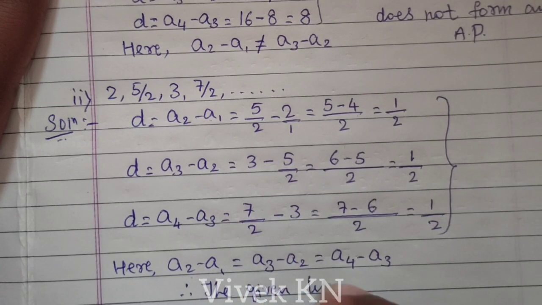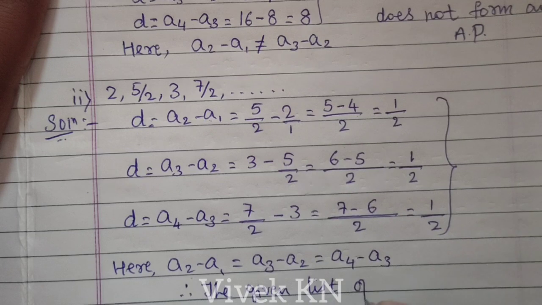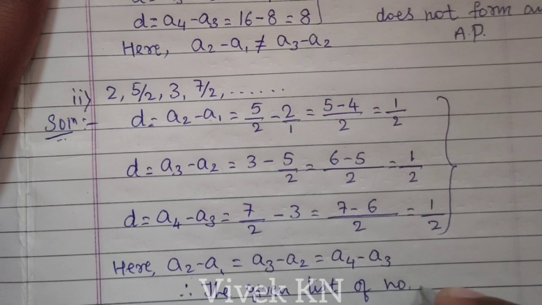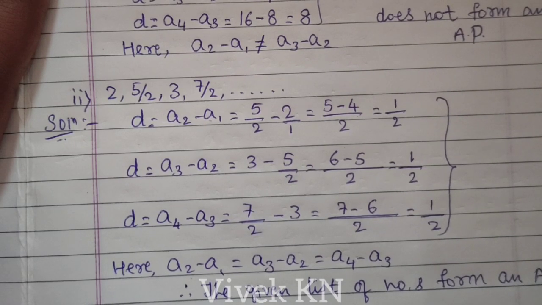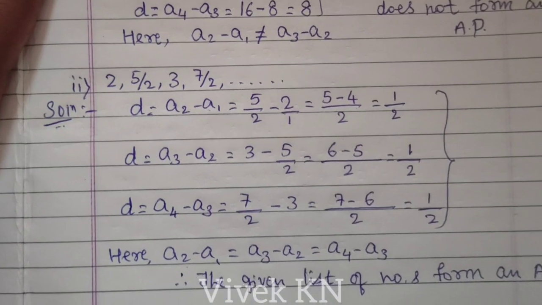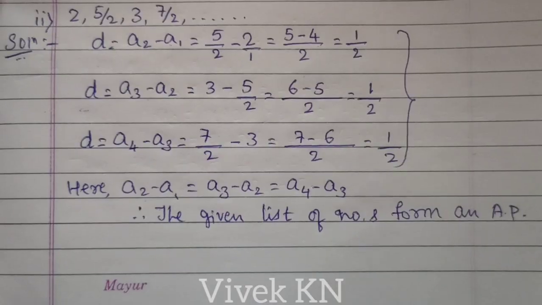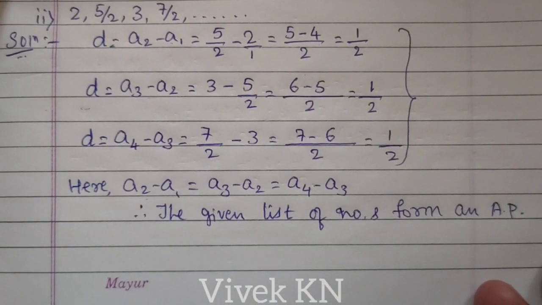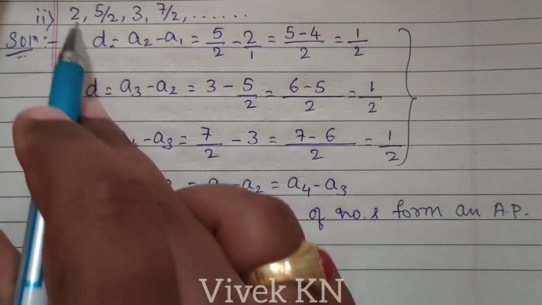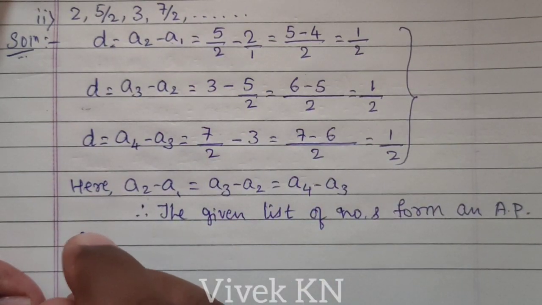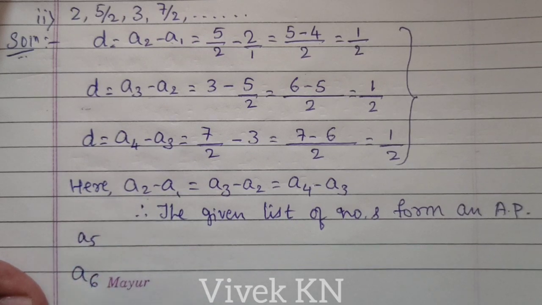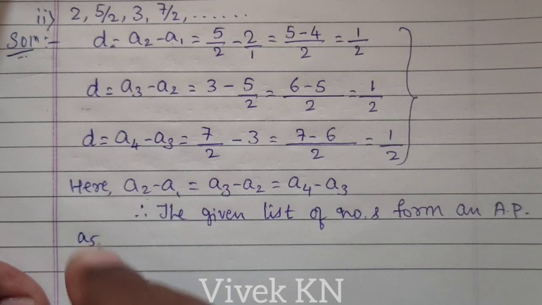The given list of numbers form an arithmetic progression. Now we have to find 3 more terms of this given sequence, that is A5, A6 and A7.